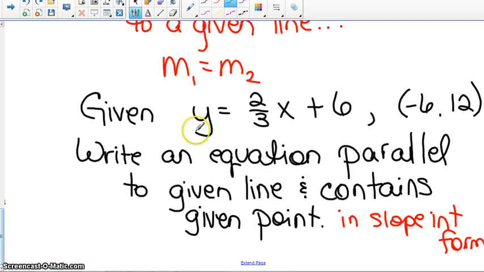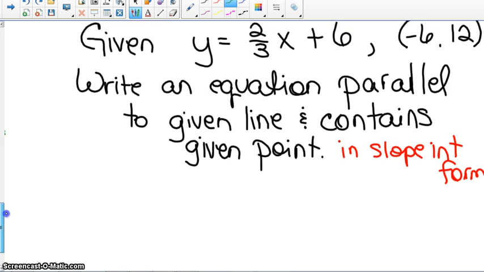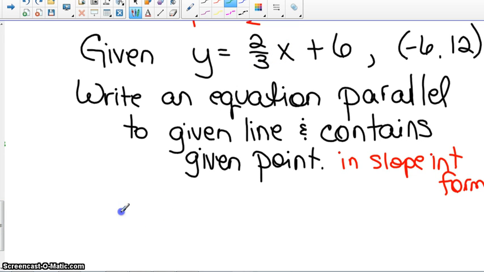So here's our problem. We are given y equals 2/3 x plus 6, and we are told a point, an ordered pair, (-6, 12). Write an equation that is parallel to the given line and contains this point. And they want that in slope-intercept form. Okay, so the first thing is, what is the slope of this line right here? The slope of the line given is 2/3. All right, so what is the slope going to be of our line? It has to be 2/3.